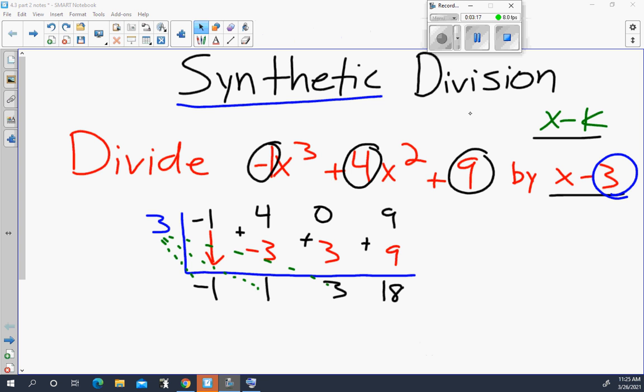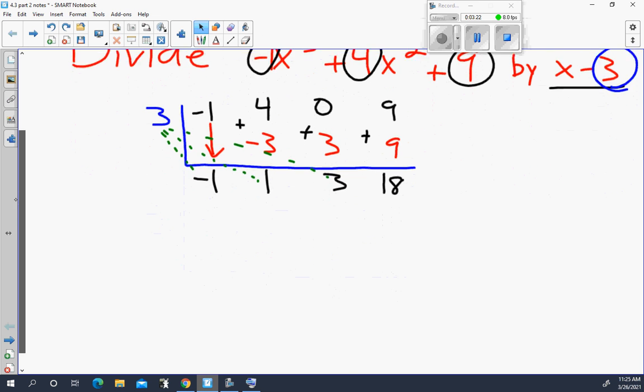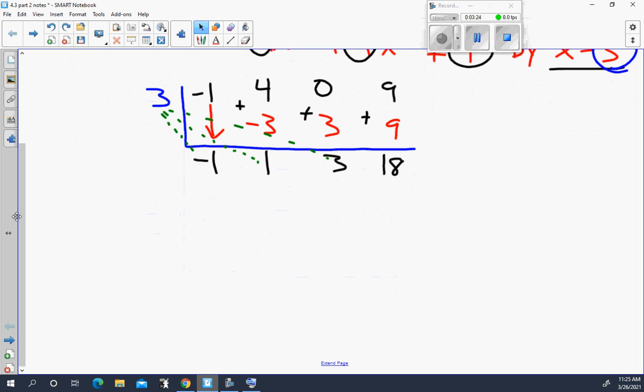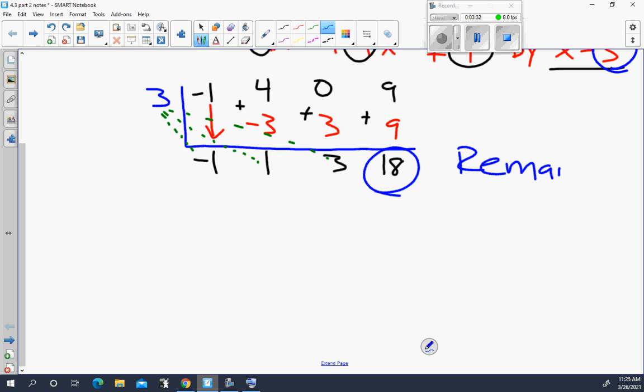Now it's just a matter of writing our answer. When we write our answer, this last number is always our remainder. That last number, 18, is our remainder. Remember, when we write a remainder, it goes on top of the fraction of what we're dividing by, which was x minus 3.